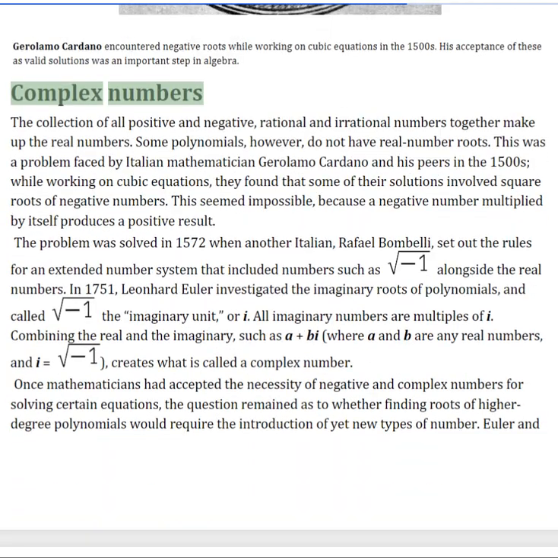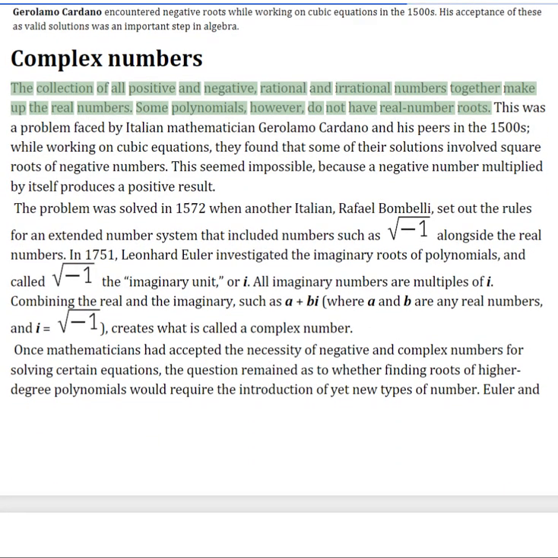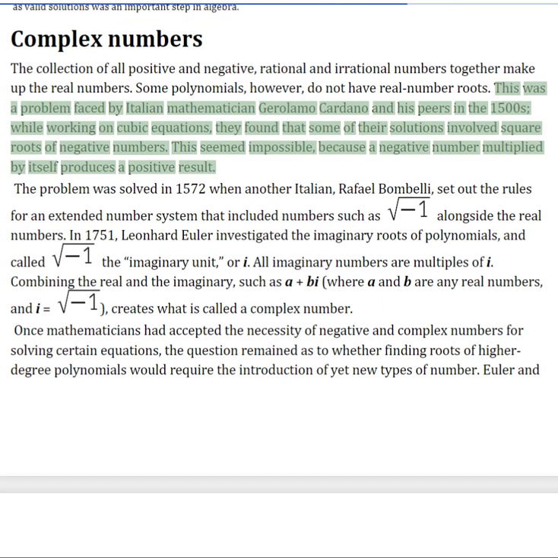Complex numbers. The collection of all positive and negative, rational and irrational numbers together make up the real numbers. Some polynomials, however, do not have real number roots. This was a problem faced by Italian mathematician Girolamo Cardano and his peers in the 1500s.